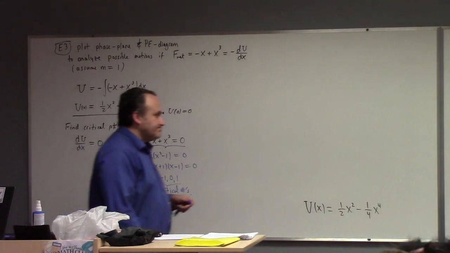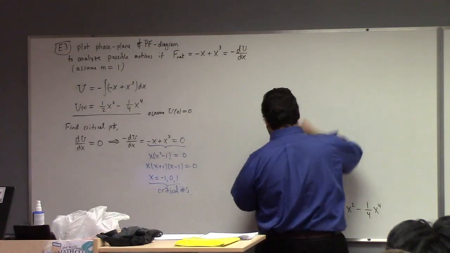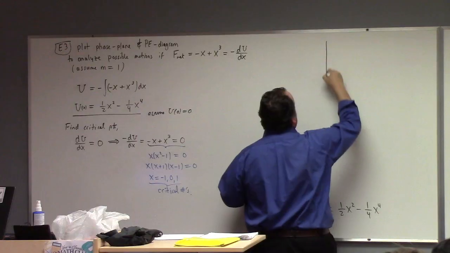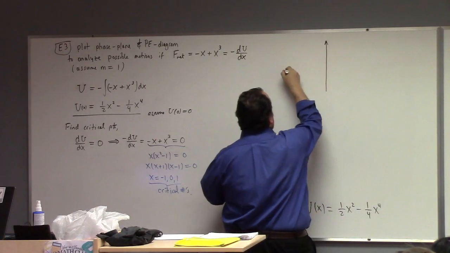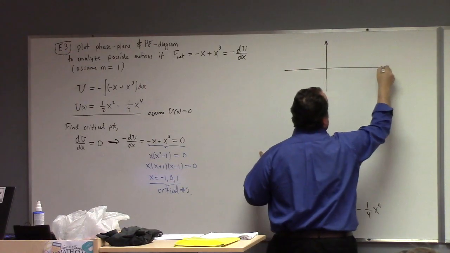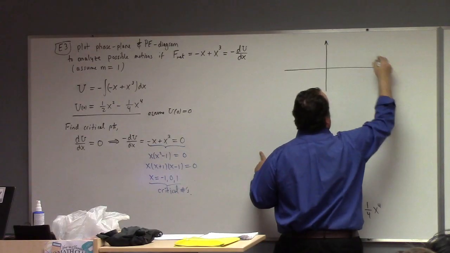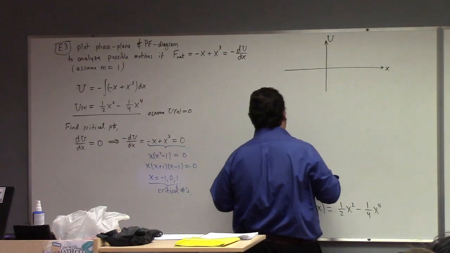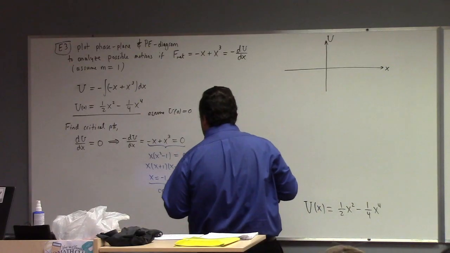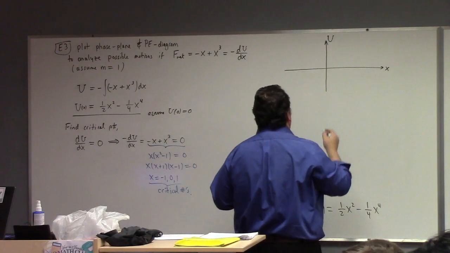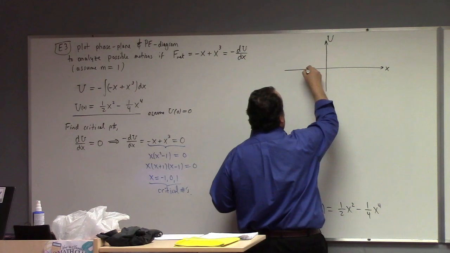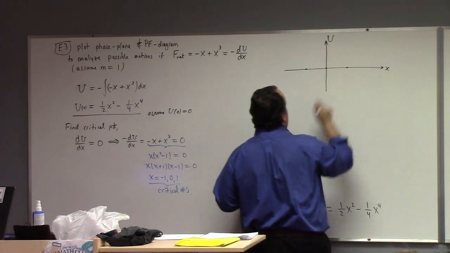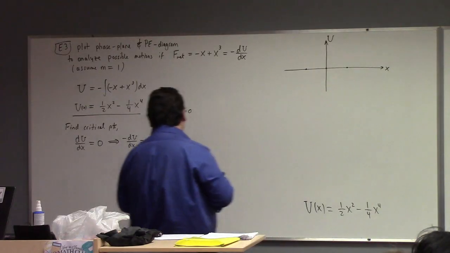Okay, so here's the deal. We make a plot like so. Up here, I'm going to do x, and I'm going to do u. I'm going to attempt to graph. So interesting things happen at minus 1, and at 1, and at 0. Those are the critical numbers.